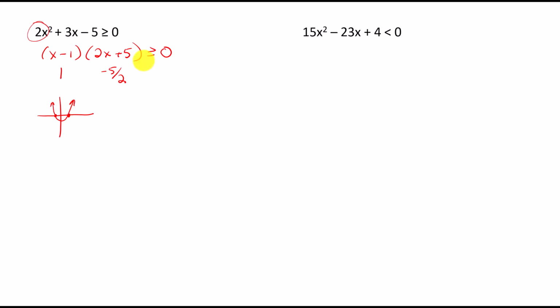Okay, the question now is, when is that graph greater than or equal to 0, which is again above the x-axis, or when y values are positive? So I want you to take a minute and try to write that answer and then check your answer with mine.